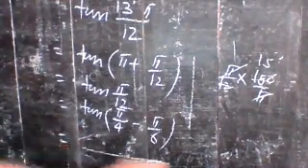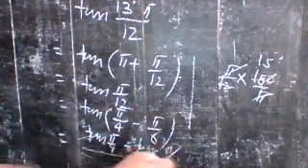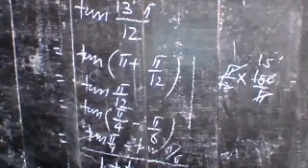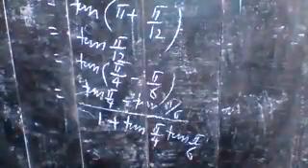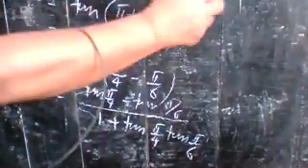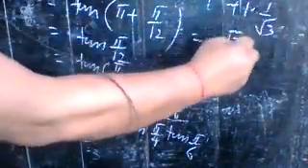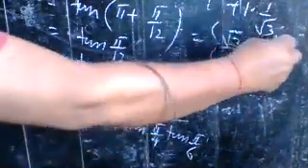So applying it: tan pi by 4 minus tan pi by 6 upon 1 plus tan pi by 4 tan pi by 6. Yes, putting its value. So that is equal to 1 minus 1 by root 3 upon 1 plus 1 into 1 by root 3. Taking LCM, you have root 3 minus 1 upon root 3 plus 1, and rationalizing it.